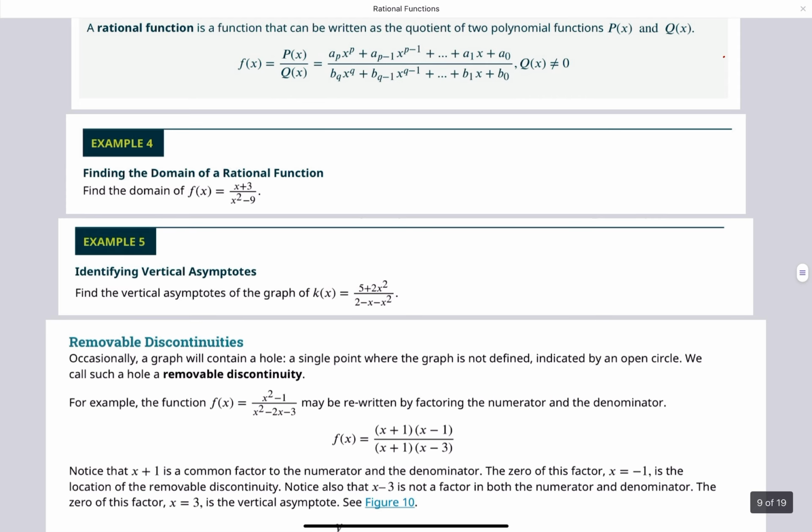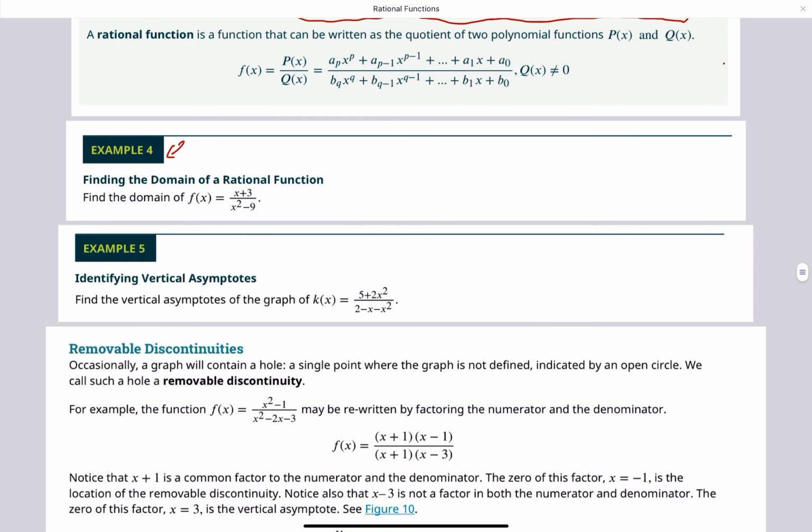We have example number 4. Remember domains? Well, we're back at domains now. They're asking us to find the domain of this function. This is very simple. We have x squared minus 9. Well, you can factorize this, or if you want, simply do x squared minus 9 equal to 0, x squared equals 9, square root both sides. We have x, which could be equal to positive or negative 3.